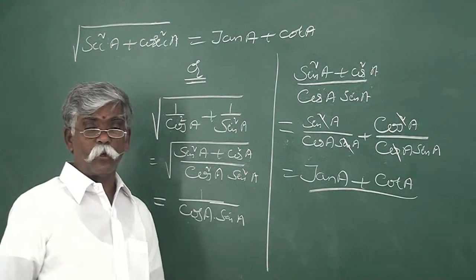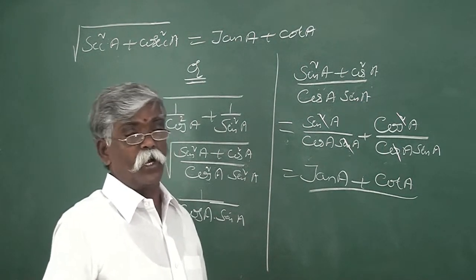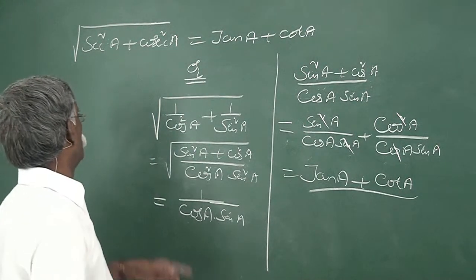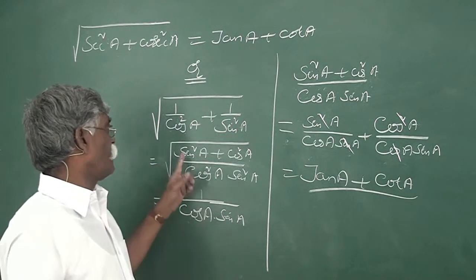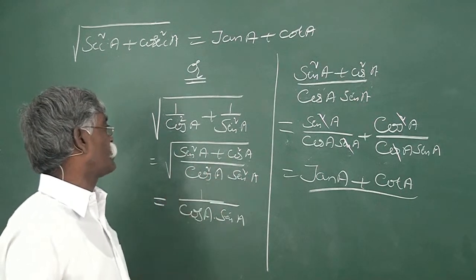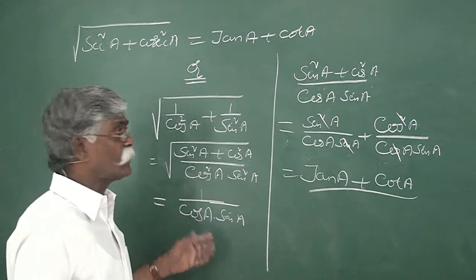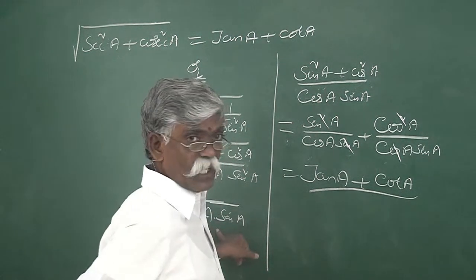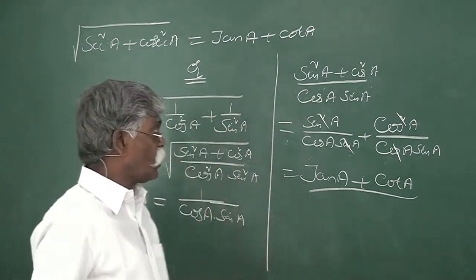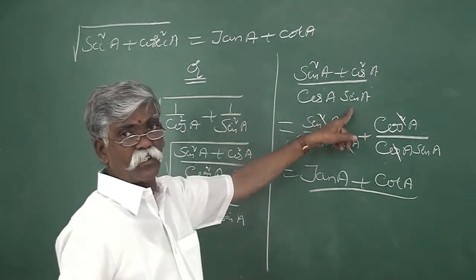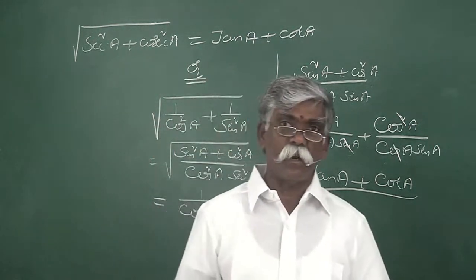So knowing different types of solutions for trigonometry is very important, and it will be useful in future also. That is why I am explaining it to you. This is written as 1 by cos square A and 1 by sin square A. After taking the LCM, the numerator is sin square A plus cos square A. It becomes 1, and when square root is taken, the remaining value is cos A sin A. When 1 by cos A sin A is here, the numerator is expressed as sin square A plus cos square A, and the denominator is cos A sin A. We have split into two terms, thereby we got the answer tan A plus cot A.